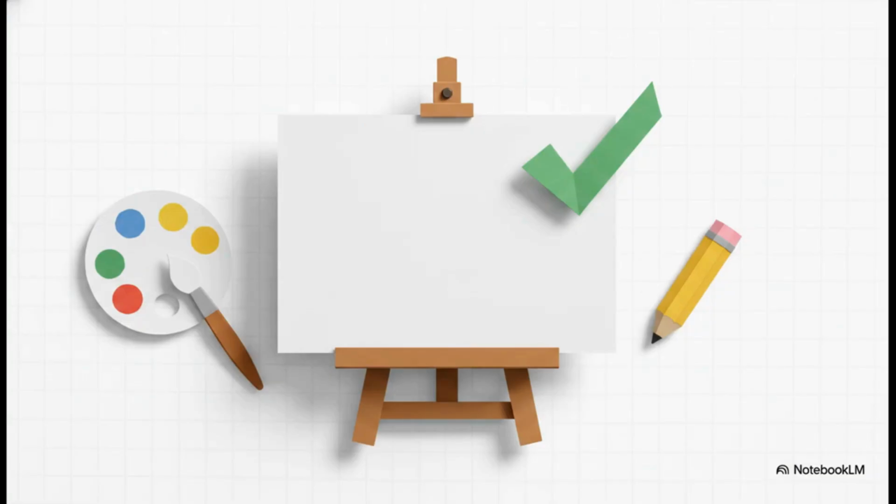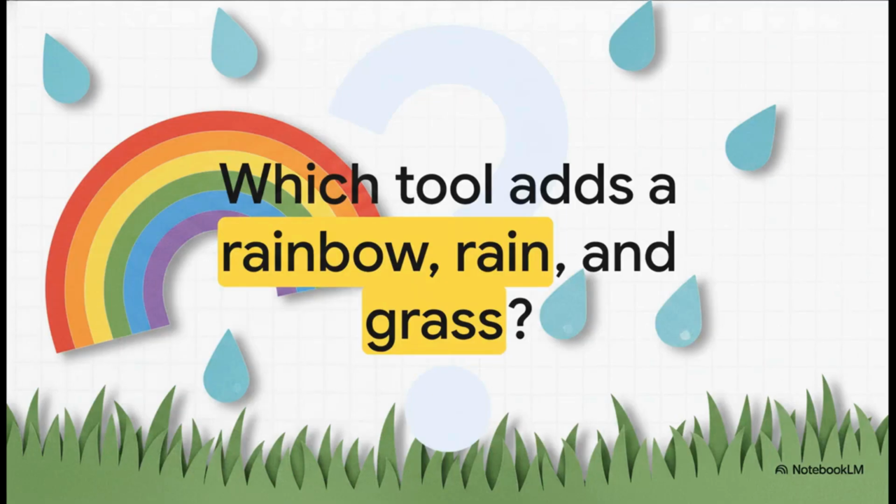Well, if you guessed D, canvas, you nailed it. And remember, this dead center space is also sometimes called the working area because that is where all your drawing and editing takes place. Let's try an application-based question next.